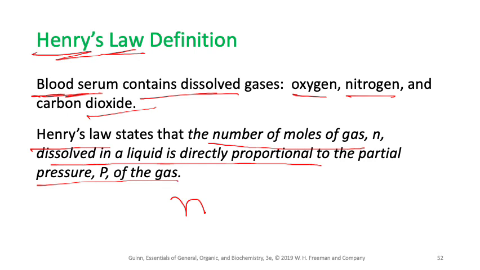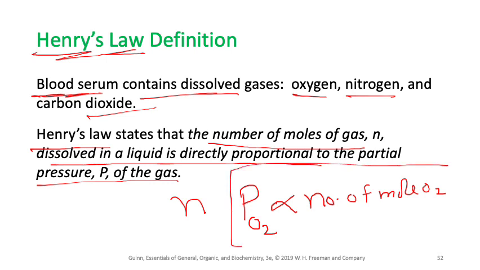What does it mean? It means the partial pressure, for example of oxygen, is directly proportional to the number of moles of oxygen present in the blood. The higher the number of moles, the higher the partial pressure of oxygen. And we can say the number of moles is the concentration of oxygen.